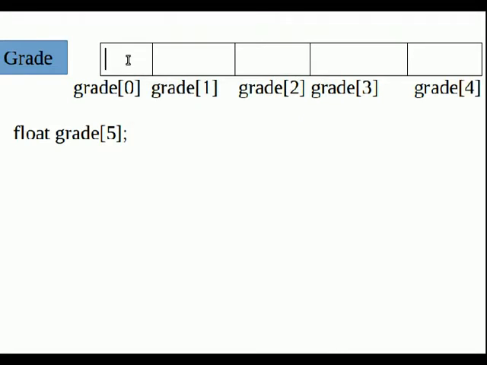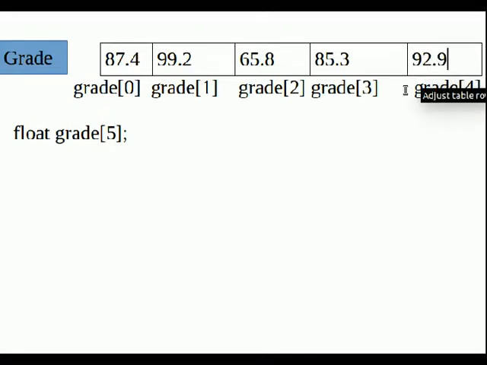And here we have the variable or the amount. Here we can say, let's say 87.4, 99.2, 65.8, 85.3, and 92.9. Those are 5 grades.